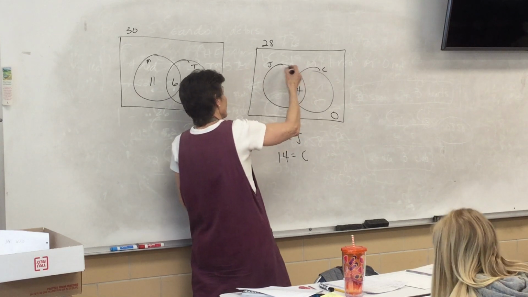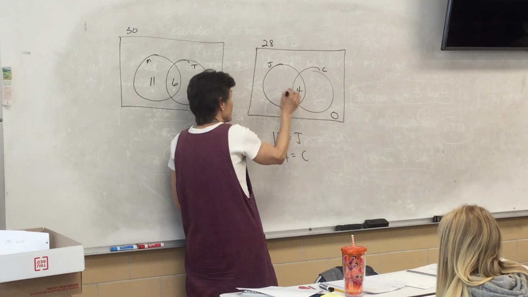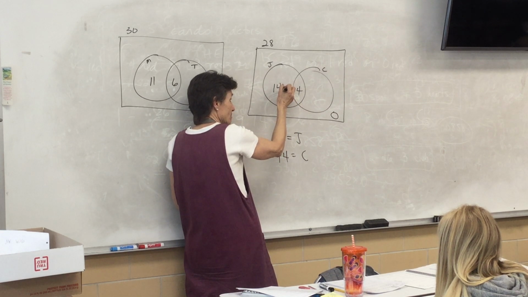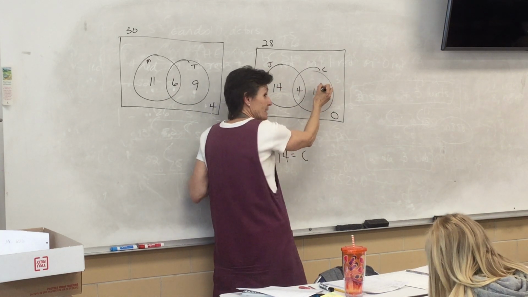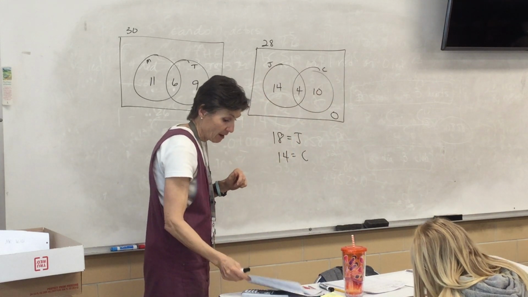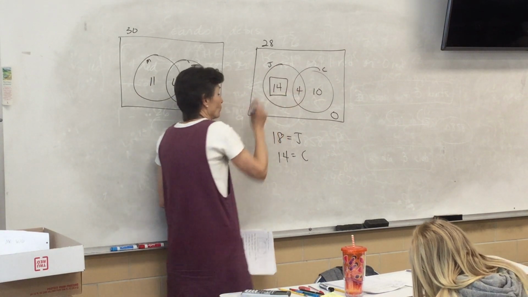18 kids voted for jazz. 4 of them have already been counted, so there are, wouldn't it be 14 here? Yeah, just give me that. And then 14 voted for country, so there'd be 10 here. And now we can answer the question. How many students like only jazz? 14.